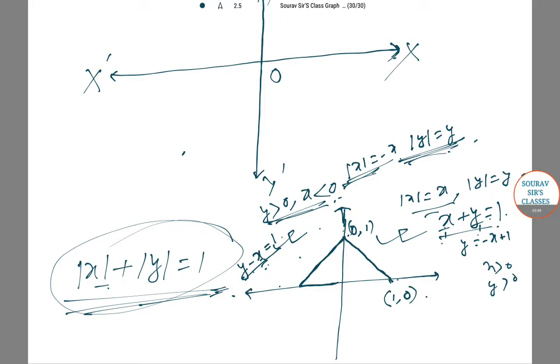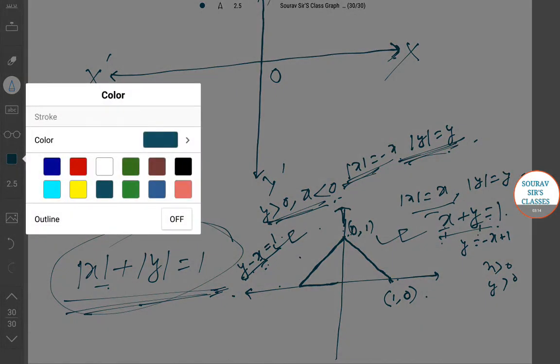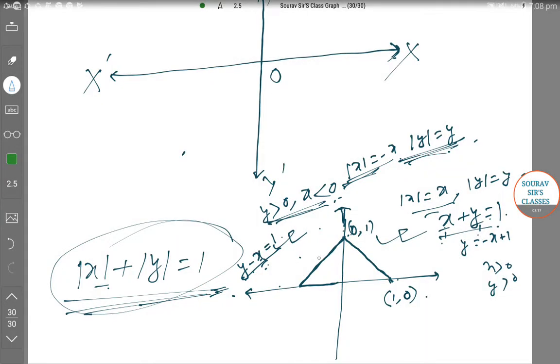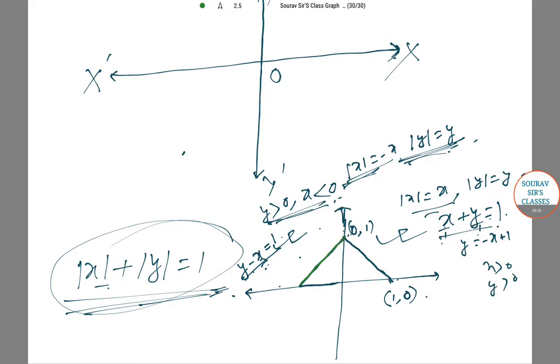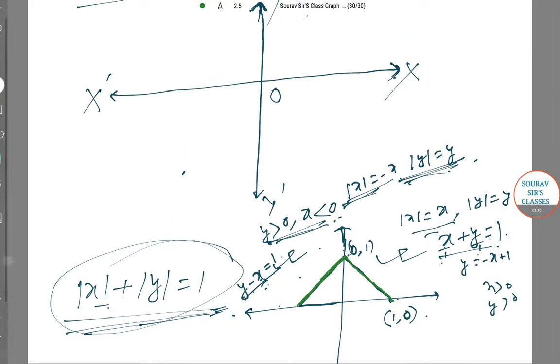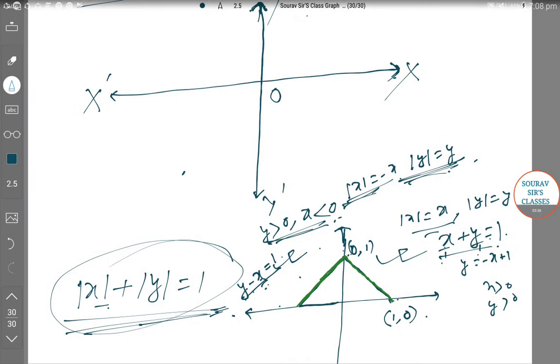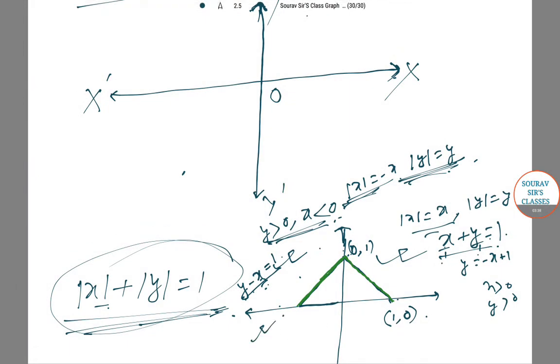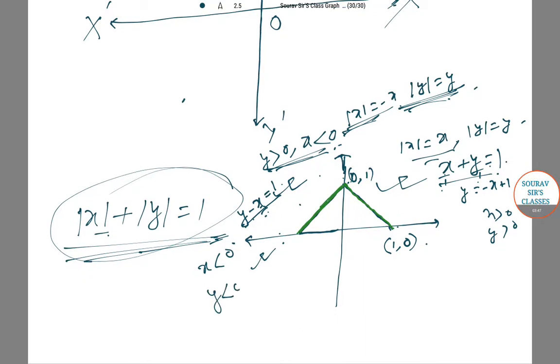Take the line. We'll draw this in another color, the graph. We'll take this color to draw the graph. This portion and this portion we have done now. Now the rest, only this portion is left, where x is less than 0 and y is also less than 0.